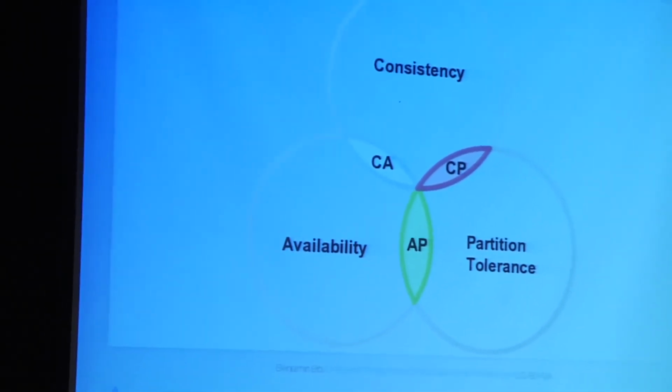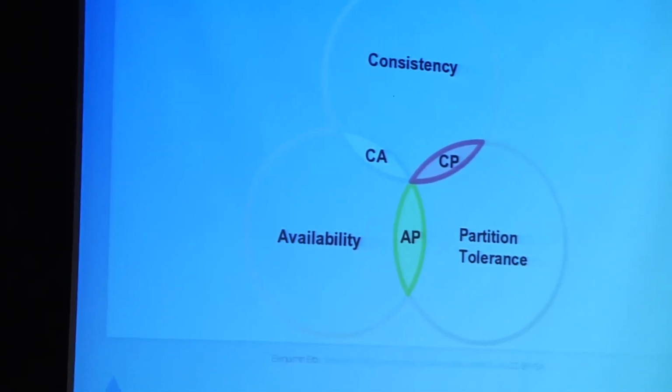You're all familiar with the CAP theorem. It basically says that in a distributed system, we get 2 out of availability, consistency, and partition tolerance. We can build a system that is available and consistent but not partition tolerant. We can build one that is available and partition tolerant but not consistent. And we can build one that is consistent and partition tolerant but not always available. There is no overlap in the middle. So how does that affect our problem?